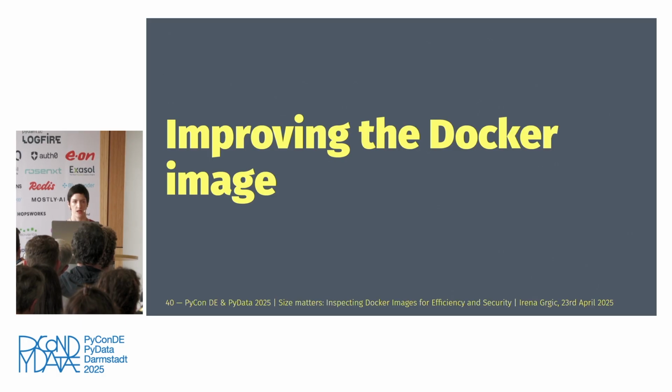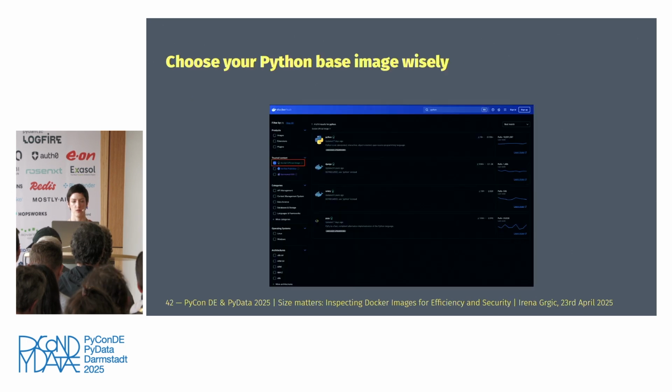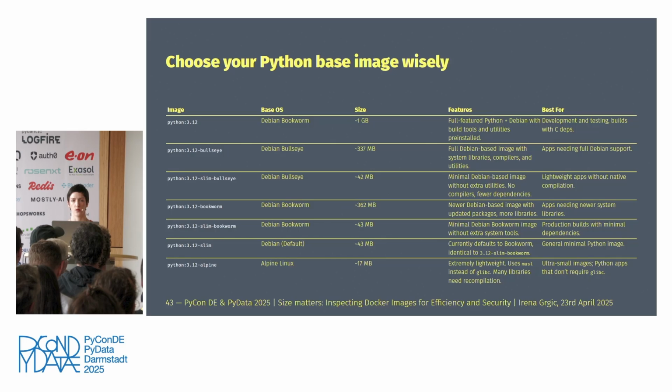Right, now let's start with improving the image. First, every image starts with a base image. In our case, it's a Python-based image, so first things first, you should always pick an image that comes from a validated source. For example, in our case, we're picking a Docker official image for Python, which is the first one that you see here, and there are multiple options for Linux. The first one is the one we used in our original Dockerfile.